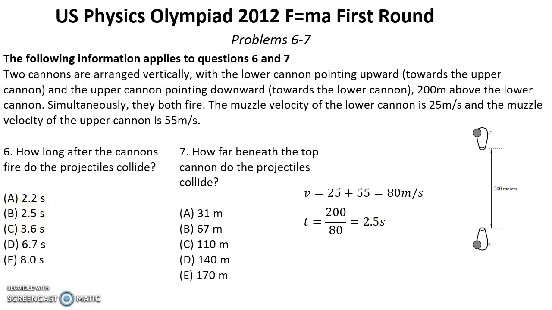Next question is number 7. How far beneath the top cannon do the projectiles collide? Solution. So, using this equation for total height, we can calculate it after putting in numbers. That will be around 170 meters, which is answer E.